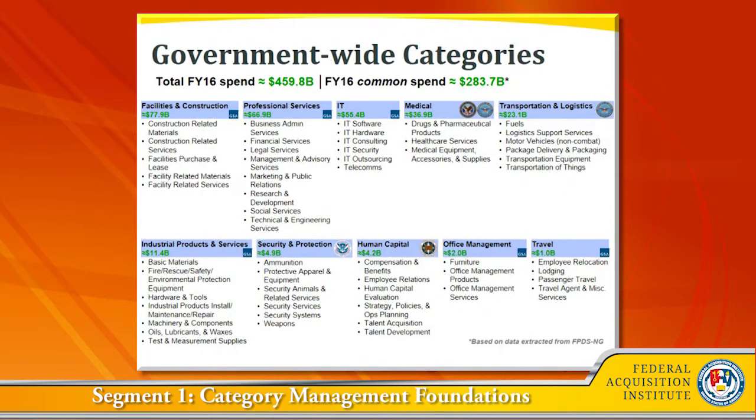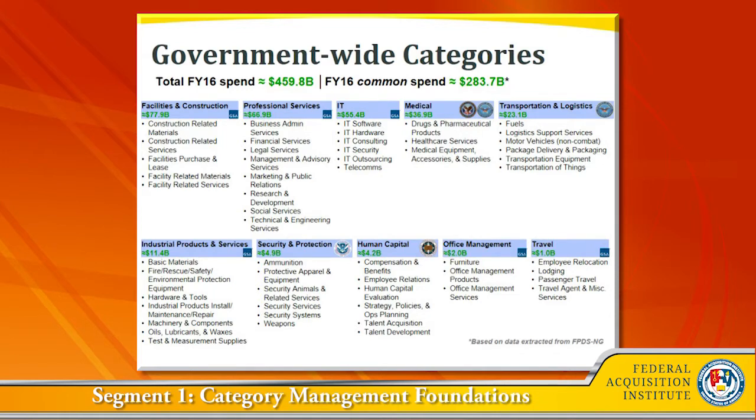These are the 10 categories of common spend. Each is divided into subcategories of spend as well, just like the hair product shelf where we looked at different types of conditioners, colors, and brands. The purpose of category management is to drive a fundamental shift from managing purchases and price individually across thousands of procurement units to managing entire categories of common spend and total cost across the government as a single enterprise.